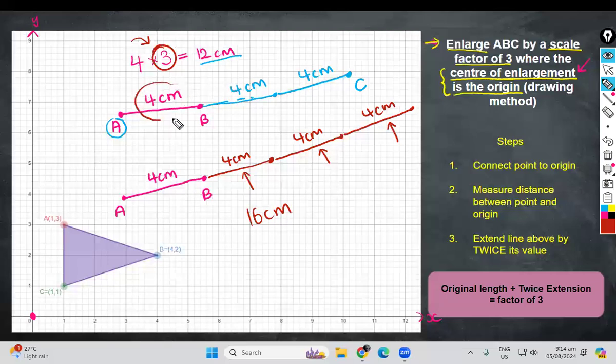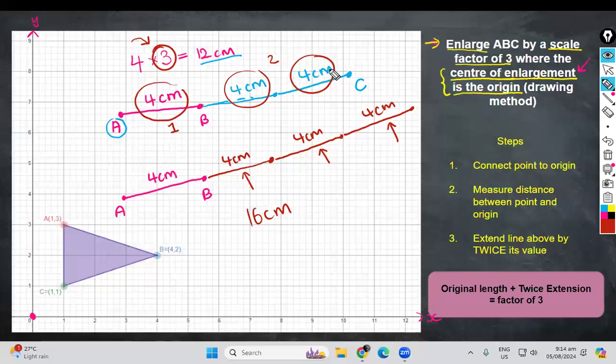You see, when you have to make something like something times longer, like 3 times longer, the first measurement counts as 1, and the additional ones count as 2. So the original 1 plus the 2 extra 4s makes it 3.